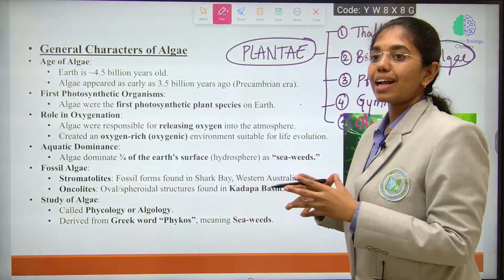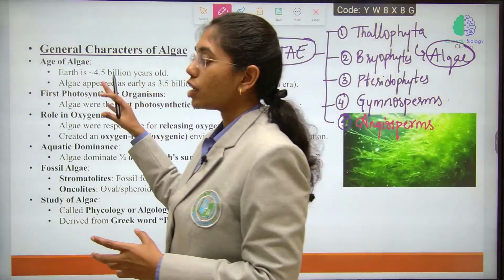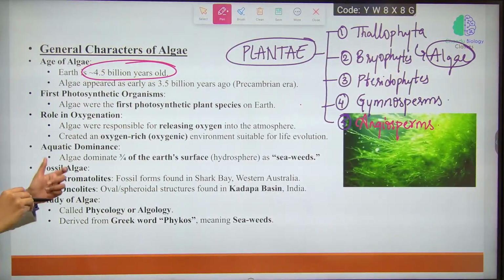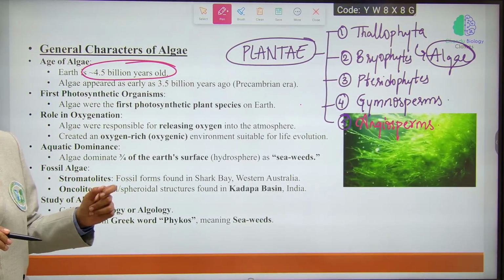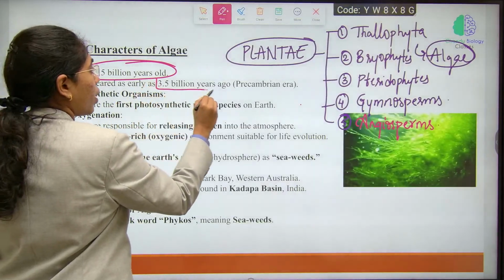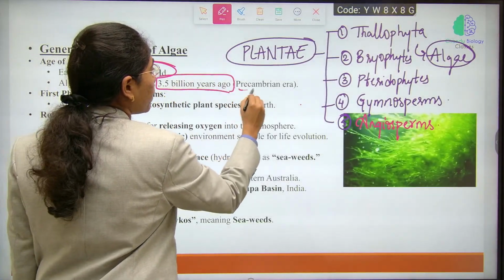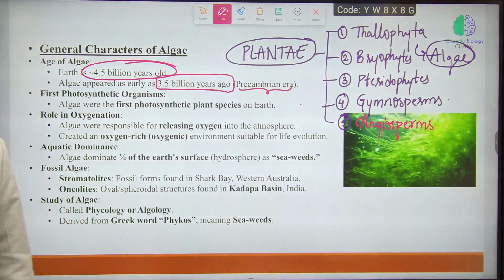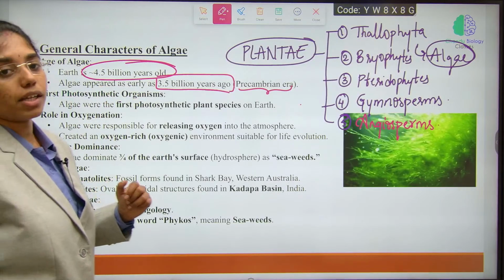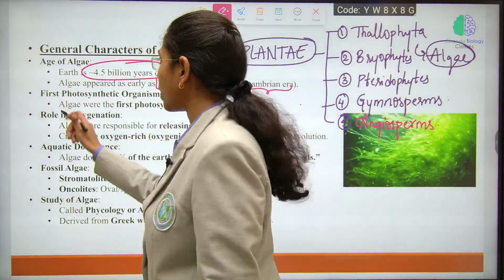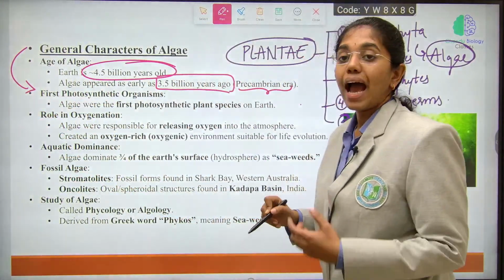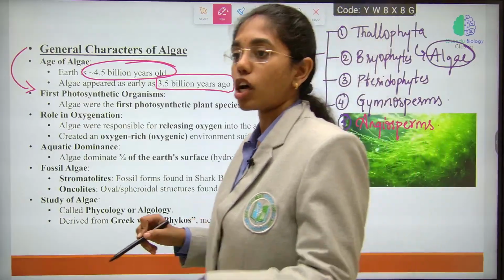If you clearly look into the general characteristics, the age of algae is around 4.5 billion years old. The algae appeared as early as 3.5 billion years ago, in the pre-Cambrian era. First photosynthetic organisms. What are the first photosynthetic organisms? Algae are the first photosynthetic species on the earth, and they have a crucial role in oxygenation.